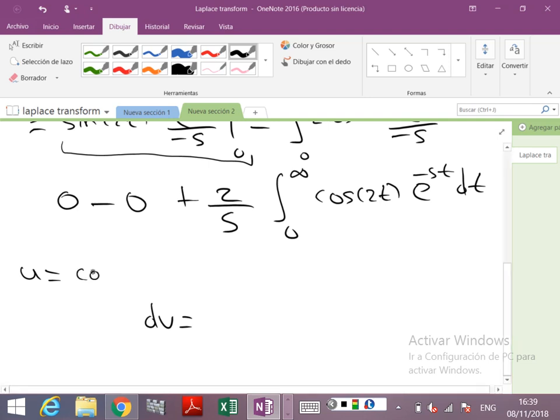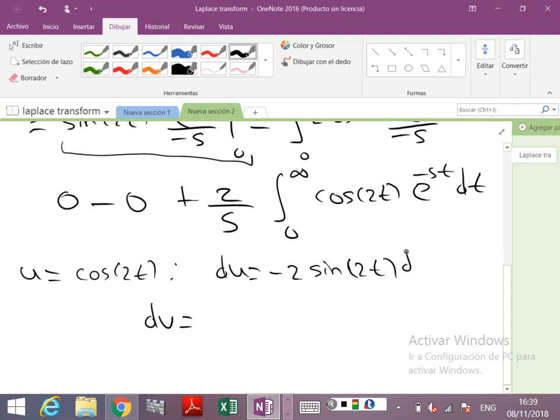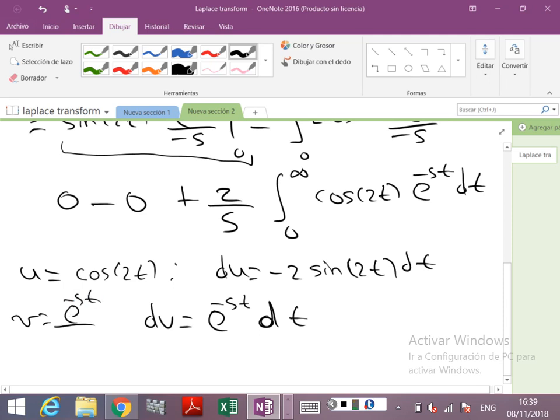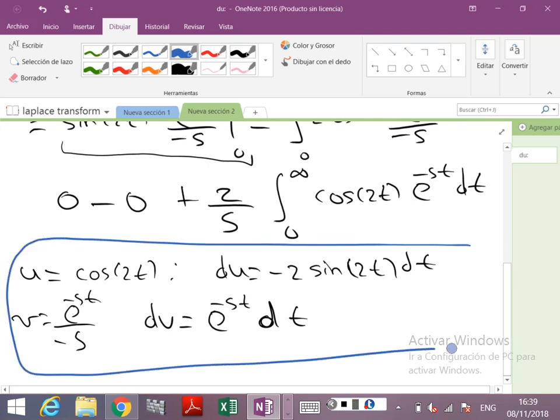So u is cosine of 2t, and du equals negative 2 sine 2t dt, right? And then dv will be e to the negative st dt, right? So v will be what? e to the negative st divided by negative s. So this is my substitution, right?